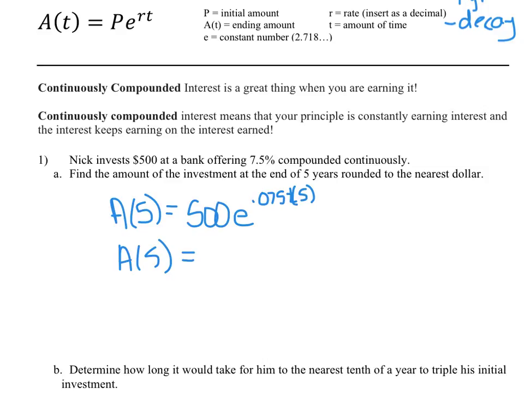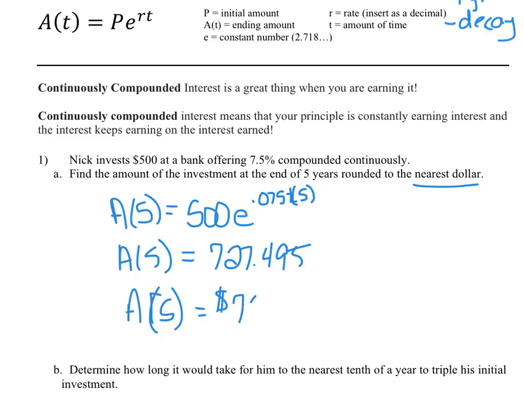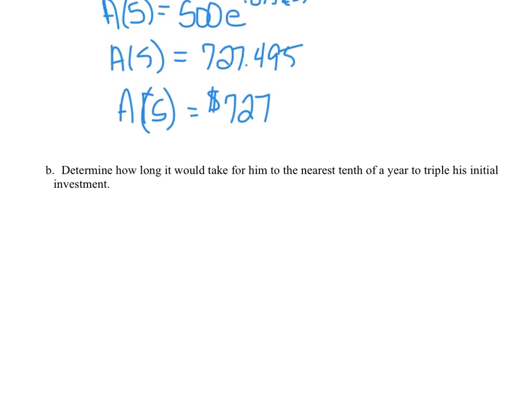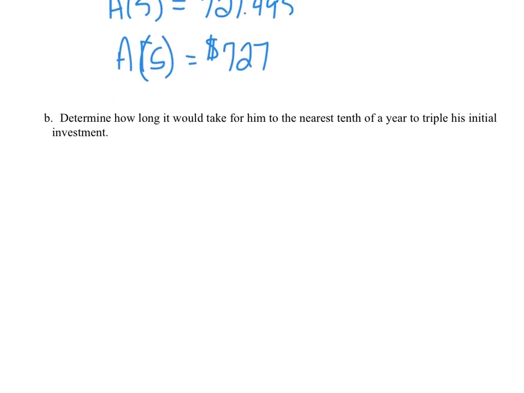It is equal to $727.495. And they said to the nearest dollar, so that means A of 5 is equal to $727. Awesome.